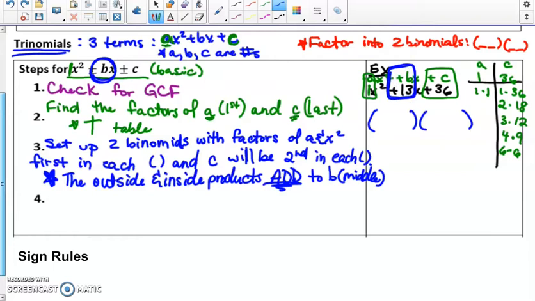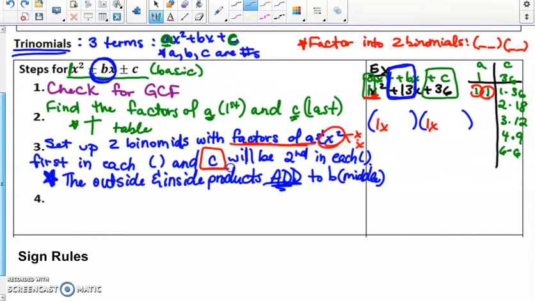Now here's the cool part about today. Our factors of A, where it says the factors of A will be first in each with the x squared, and all that means is x squared breaks apart into x and x, so I have to make sure I have x and x first in each parenthesis. So since my factors of A are 1 and 1, I'll have a 1x, and my other factor is 1, so 1x. So I have 1x times 1x will give me the x squared, so there's my factors of A, check. And now my factors of C.